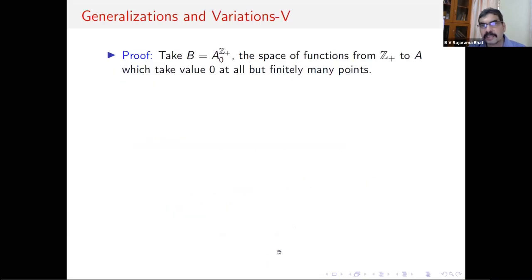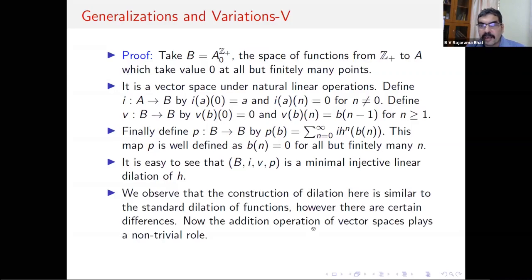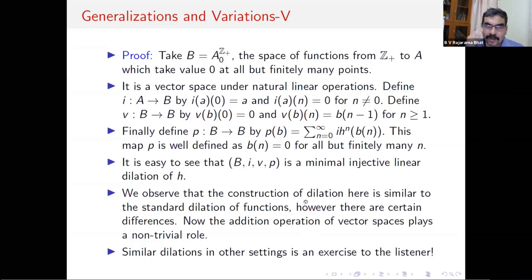The construction is like the standard construction. You have maps from Z plus to A which are 0 except for finitely many points. The strange thing is that this idempotent P is defined something like a series, but it is a finite sum because after some stage these are all zeros. It looks similar to our standard dilation but is different, because there is the addition coming in the definition of P, which was not there before. So though it looks similar, it is still different. You can try more variations, and we leave other settings to the listener. If there is something surprising, please let us know. Thank you.